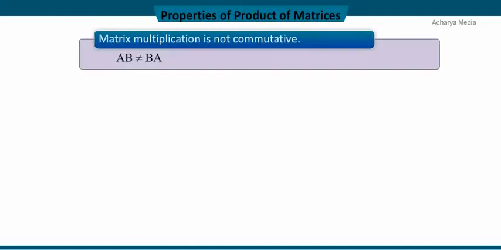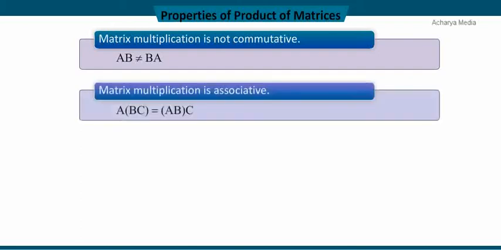Here are the properties of product of matrices. Matrix multiplication is not commutative. That is, AB is not equal to BA. Matrix multiplication is associative. That is, A into BC is equal to AB into C.